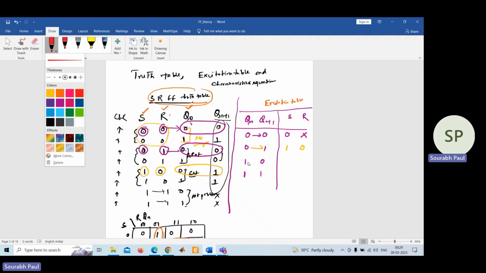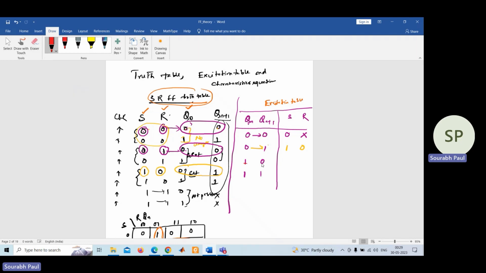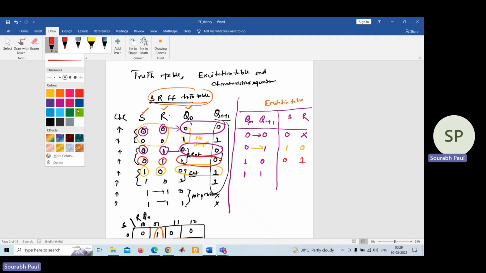Now see the next combination, that is Qn equal to 1, Qn plus 1 equal to 0. How many times did it come in the truth table? 1 0, how many times? Here 1 time, and only 1 time it came. Okay. So at that time, what was the value of S? S equal to 0, R equal to 1. So S equal to 0, R equal to 1. Now check the next case.